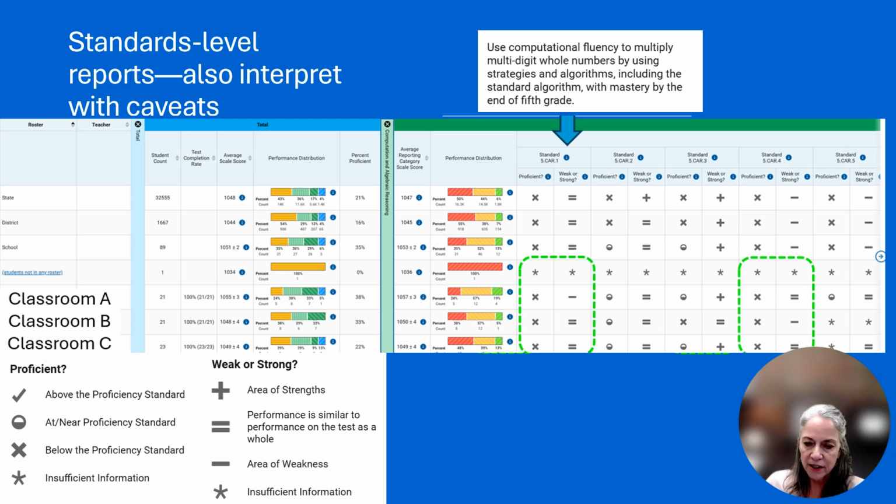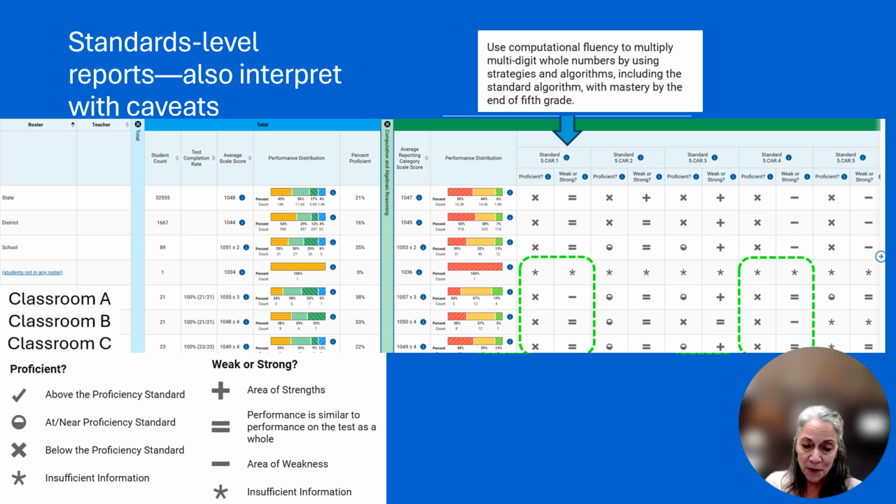And that's okay, because there's other ways to get that information that are standards aligned. So what I know from this report is that as a whole, my classroom has not mastered this standard. Now, I may not have even taught it yet. That's important to know, right?